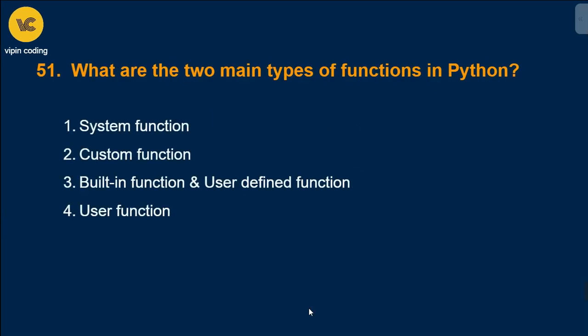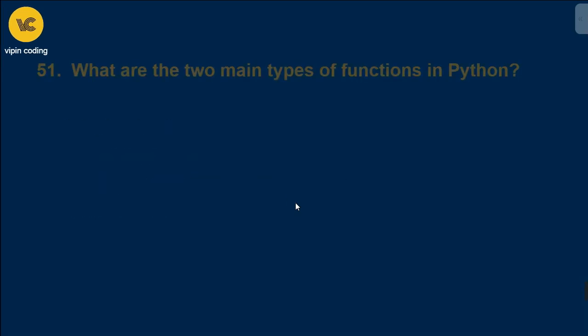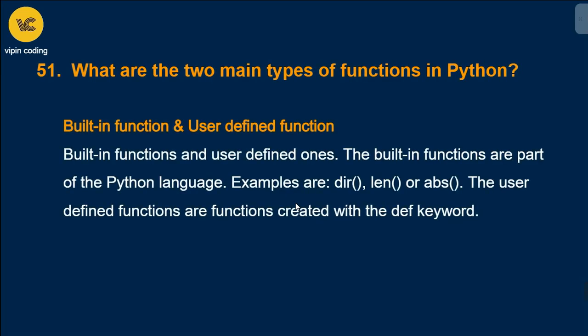Our first question is, what are the two main types of functions in Python? First option is system function, second one is custom function, third one is built-in function and user-defined function, and last one is user function. Let's see the answer for this question: built-in and user-defined function.